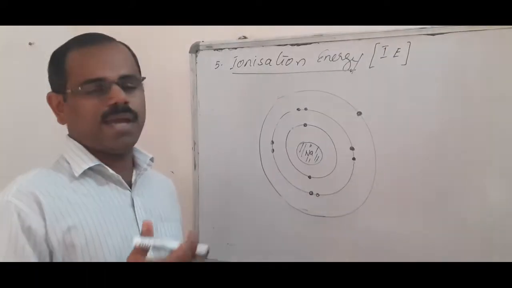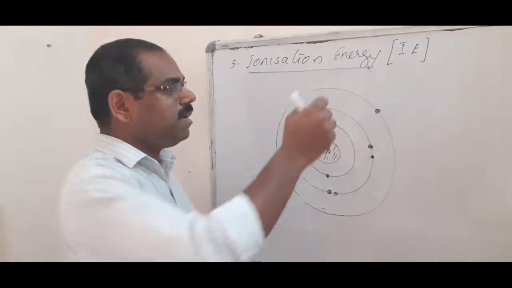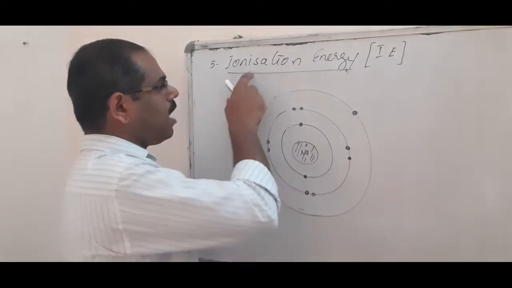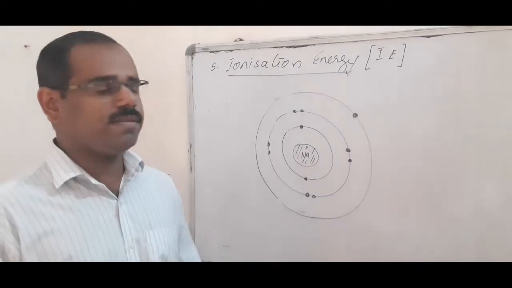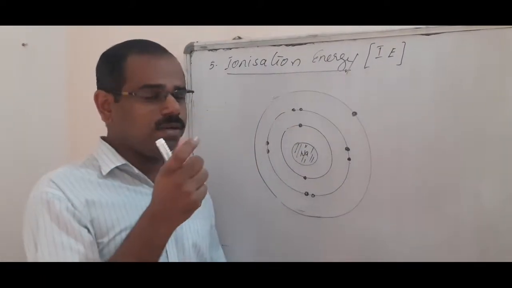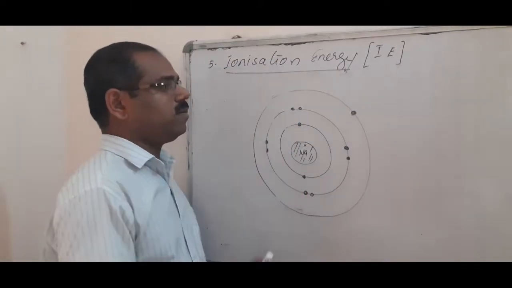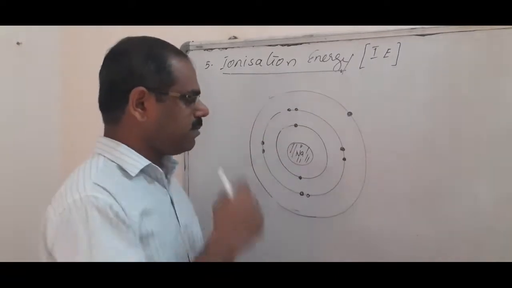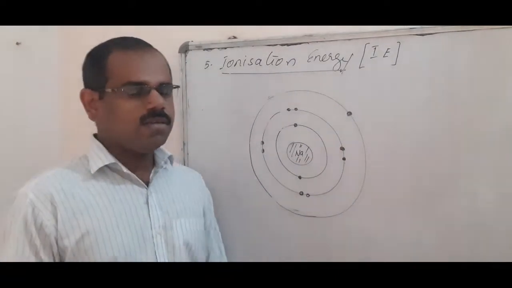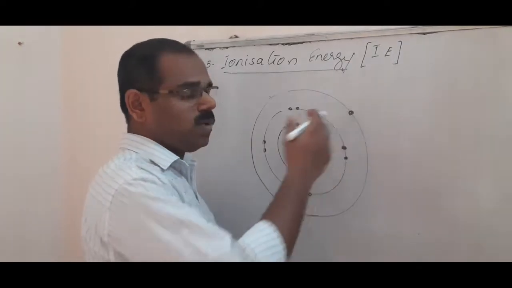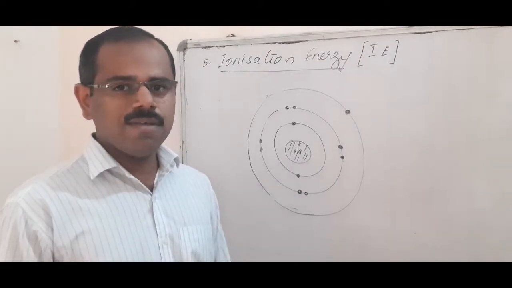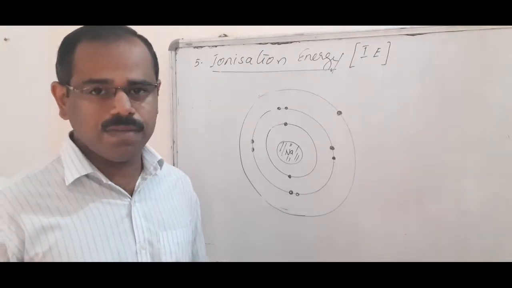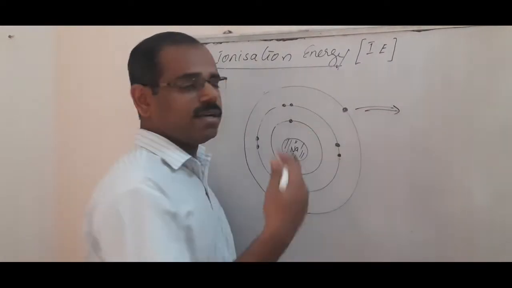Now, ionization energy: the energy required to convert a metallic atom to an ion. From the title itself, the meaning is the energy required to convert a metal to an ion. Energy, metal, ion. You see a sodium atom here, 2, 8, 1. Since it has one electron in the outer shell, it loses the electron. But the electron simply cannot go out by itself.